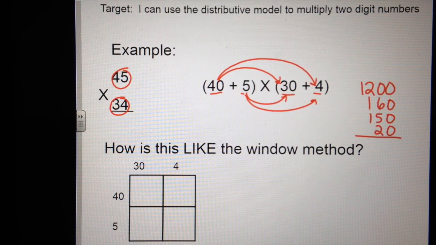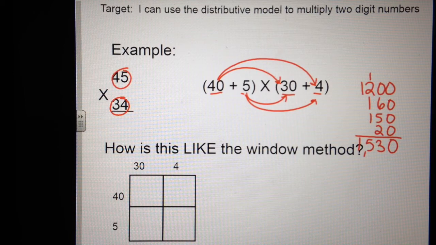When I add up all my numbers, I will know that I have multiplied and gotten my answer. 6 plus 5 is 11, plus 2 is 13. 1 plus 2 is 3, plus 1 is 4, plus 1 is 5. I know I put it on the next one, but that's okay. We can tell that 45 times 34 is 1,530.